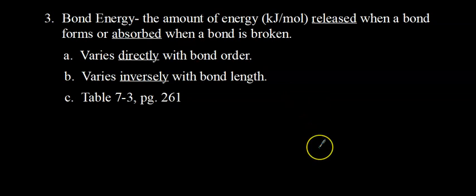Bond energy as opposed to lattice energy. So lattice energy refers to the strength of an ionic bond. When you see this term bond energy, this refers to covalent bonds. So technically, by definition, it is the amount of energy in kilojoules per mole released when a bond forms. So it's important for you to know that the formation of covalent bonds, or any chemical bond for that matter, is exothermic. It releases energy.